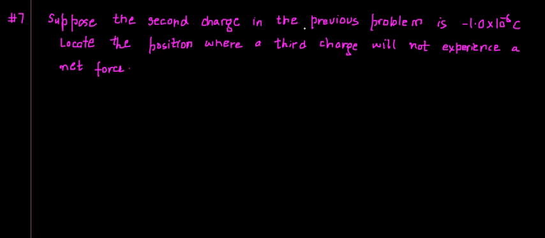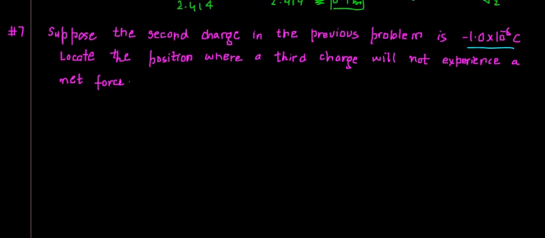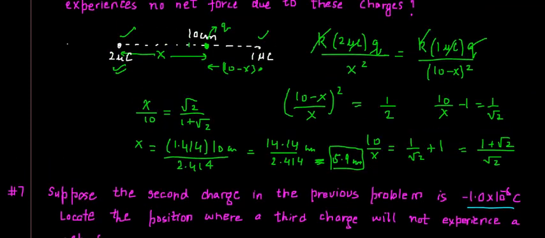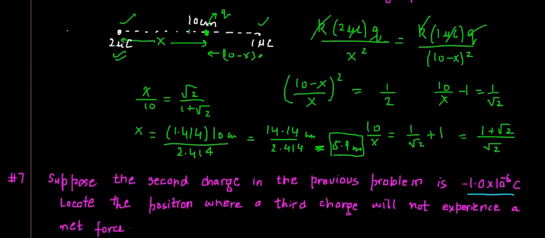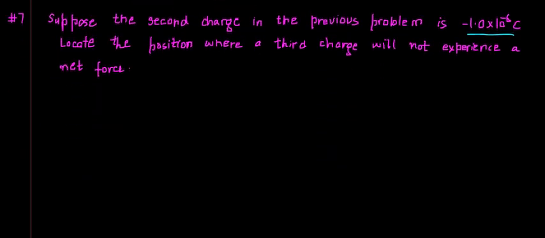Suppose the second charge in the previous problem is 1.1 into 10 to the power of minus 6, that is, minus 1 microcoulomb. Locate the position where the third charge will not experience a net force. Now, in the previous problem, we had 2 charges: one was this 2 microcoulomb and another was plus 1 microcoulomb. Instead of plus 1 microcoulomb, suppose we had minus 1 microcoulomb. This is what this problem says.